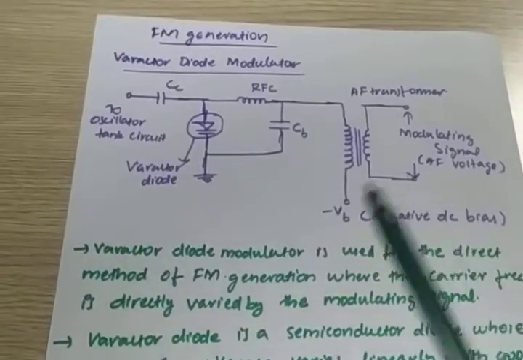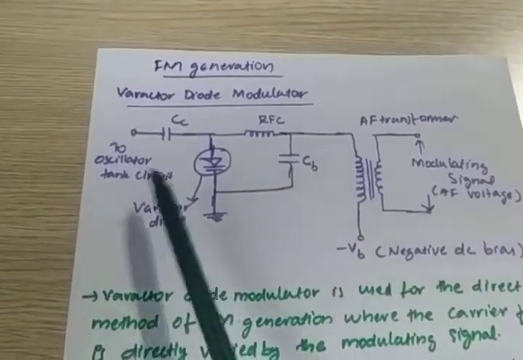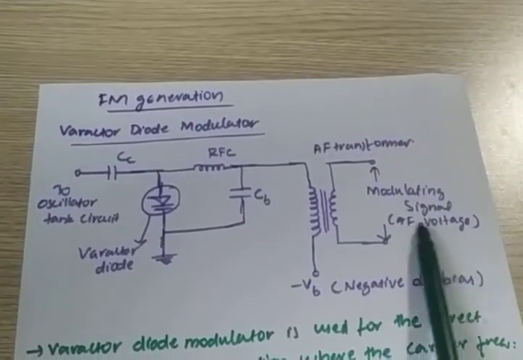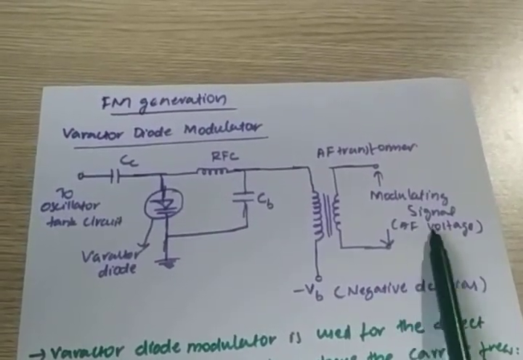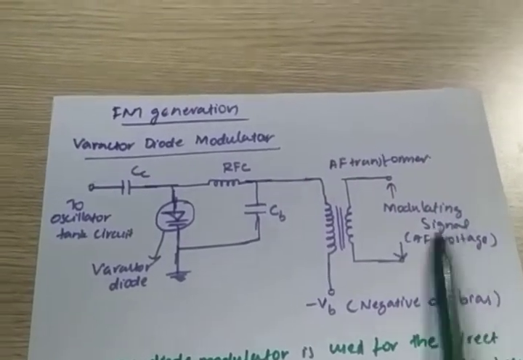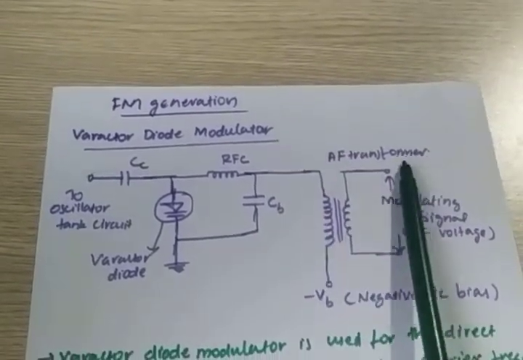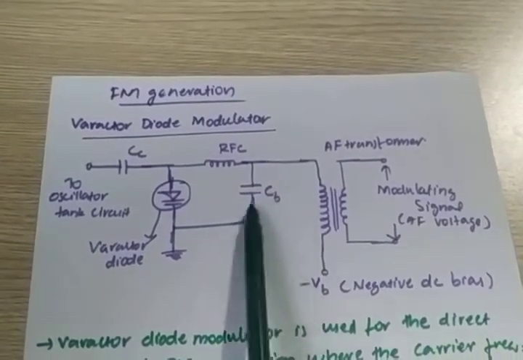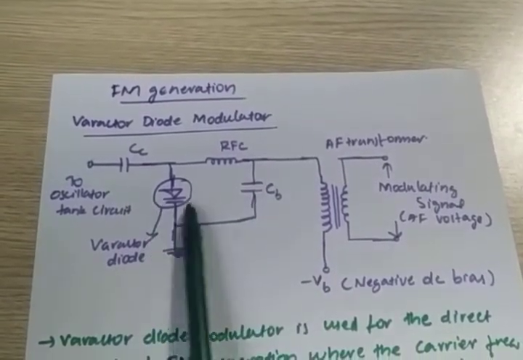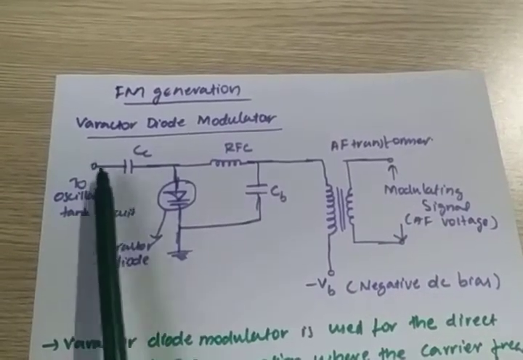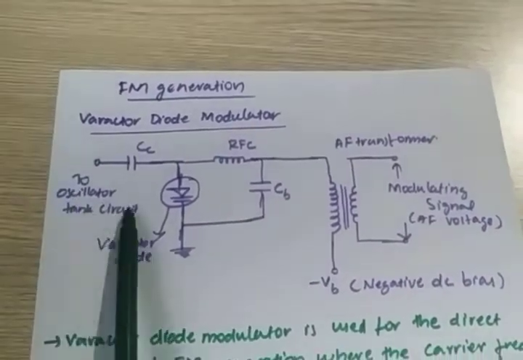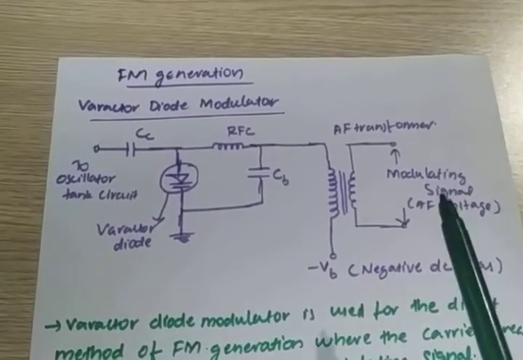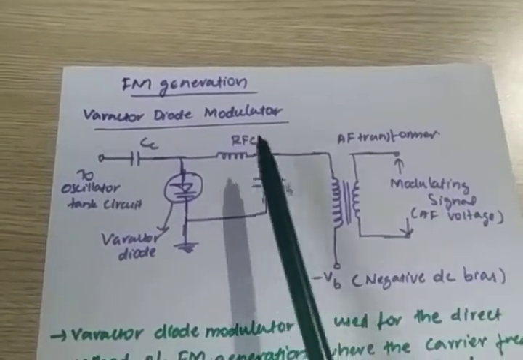So this is the circuit of the varactor diode modulator. Look here, this is the modulating signal, or our original message. It is actually an audio frequency signal only, no? It is given to the primary of an AF transformer. The secondary is connected to an RFC, a capacitor, then a varactor diode. Through a capacitor, this varactor diode is connected to the oscillator tank circuit. Okay, so this is the circuit explanation. This RFC is a radio frequency coil.